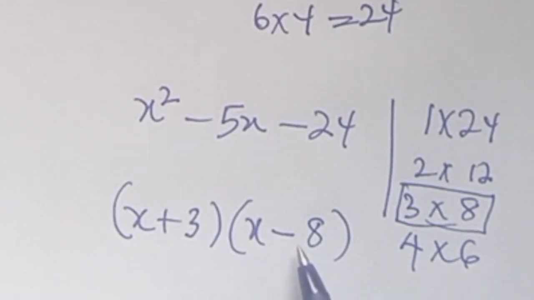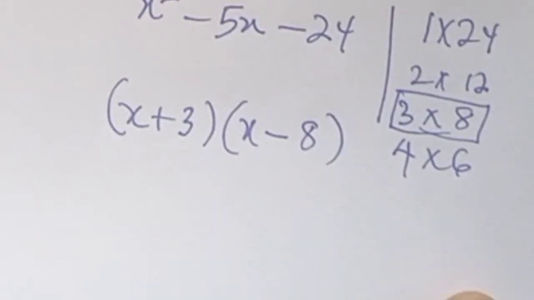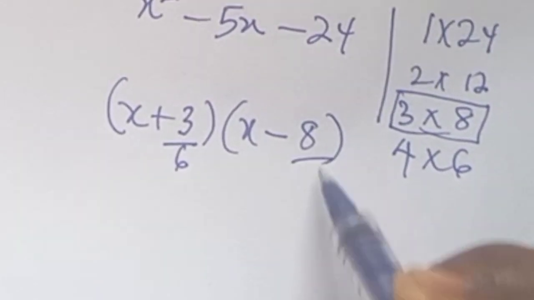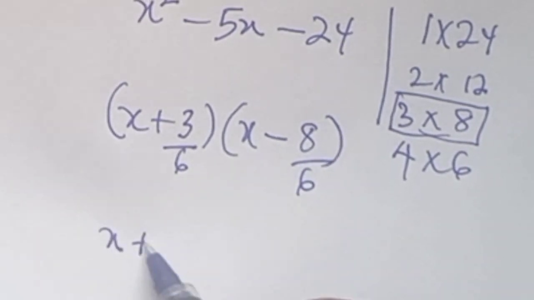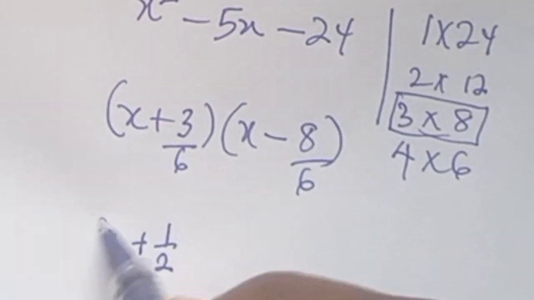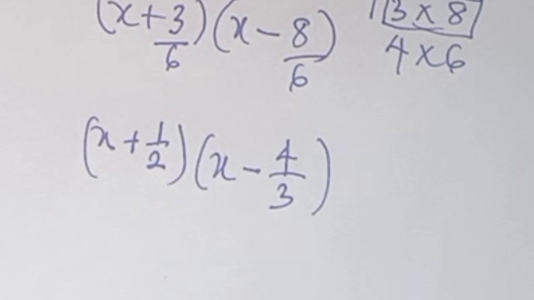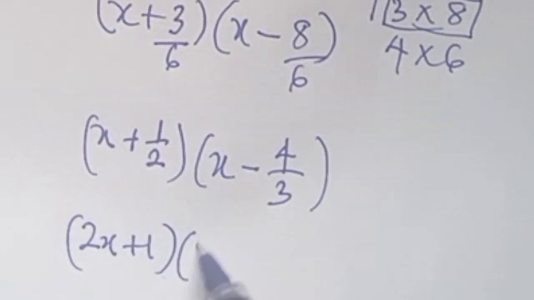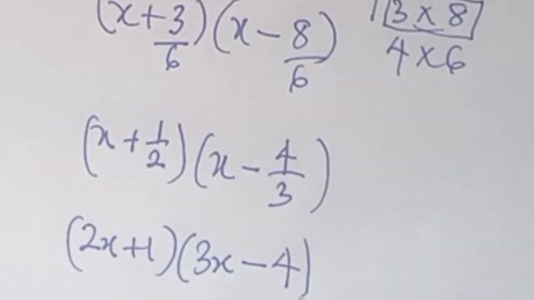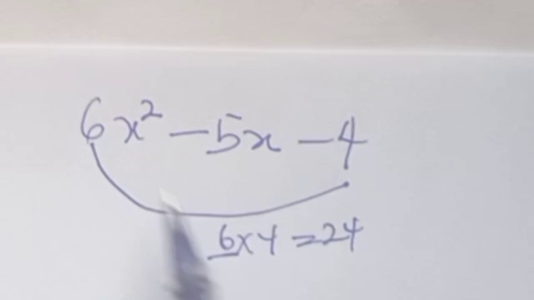At the next step, we are going to divide by 6, so that we have over 6 over 6. And if we simplify this, it becomes x plus 1 over 2 and x minus 4 over 3. So that if you do this very well, we have 2x plus 1, 3x minus 4. And this is our value. If you multiply the brackets, we're going to get back the original equation.